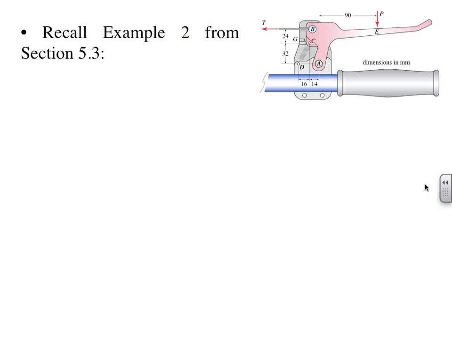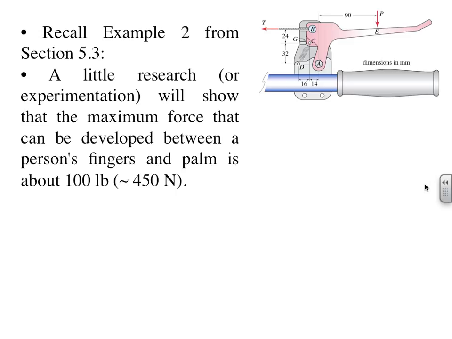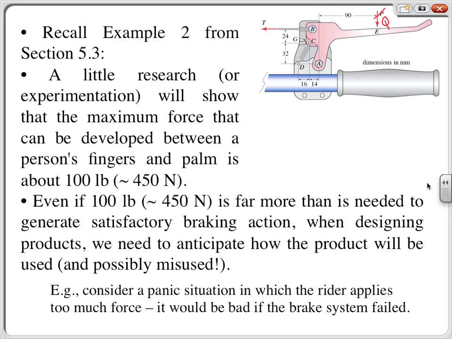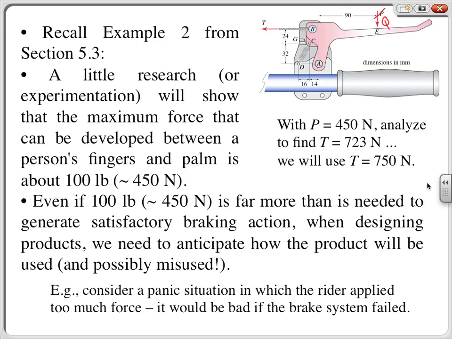Recalling example 2 from section 5.3, the maximum force that a rider could reasonably exert is on the order of 100 pounds, corresponding to 450 newtons. In order to avoid confusion with our initial figure showing the rim squeezing force as P, let's call the rider's hand force Q in this figure. With Q equal to 450 newtons, we could perform a variety of analyses on this handbrake.